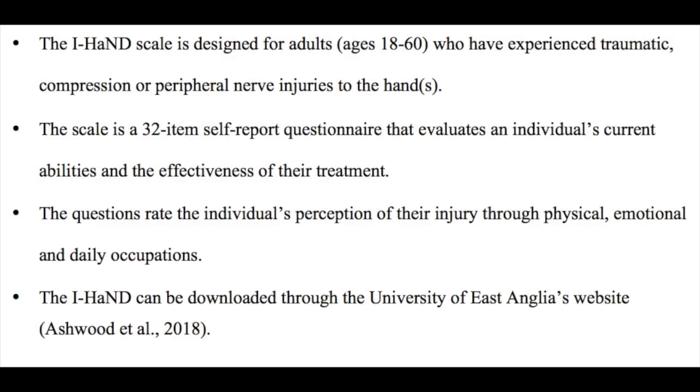The Impact of Hand Nerve Disorders Scale is designed for adults ages 18 to 60 who have experienced traumatic, compression, or peripheral nerve injuries to the hand. Individuals in this population often seek treatment through surgery or rehabilitation. The scale is a 32-item self-report questionnaire that evaluates an individual's current abilities and the effectiveness of said treatment.